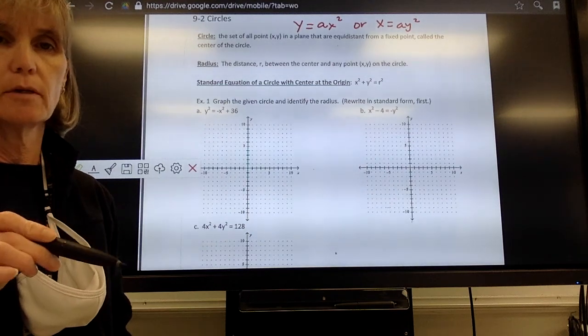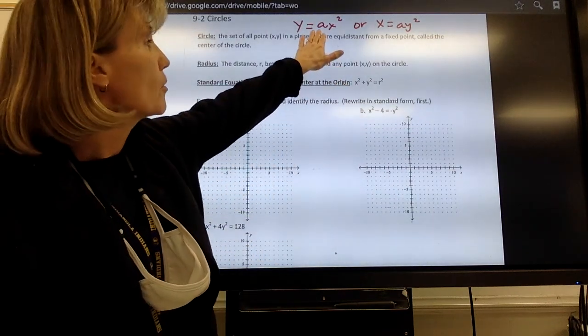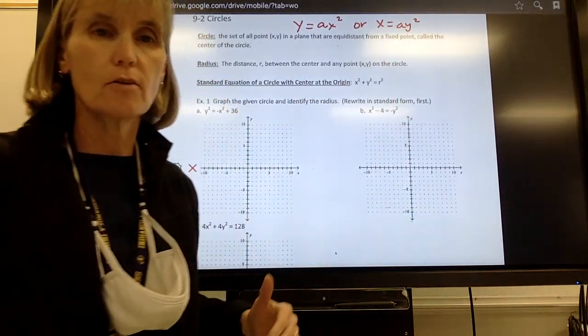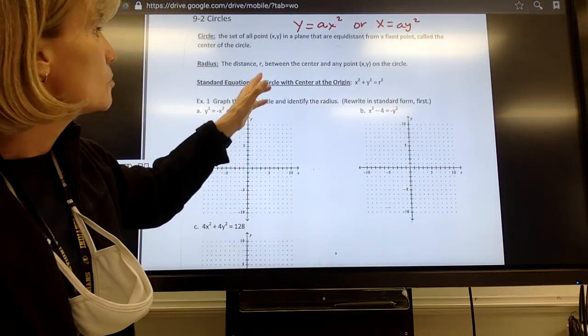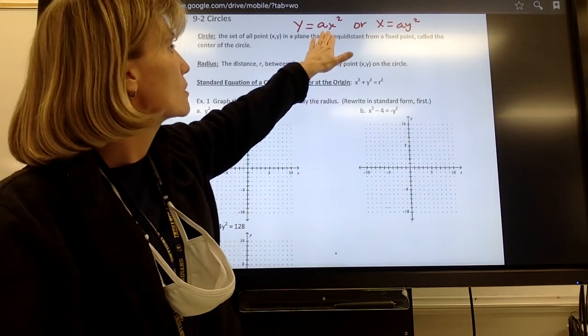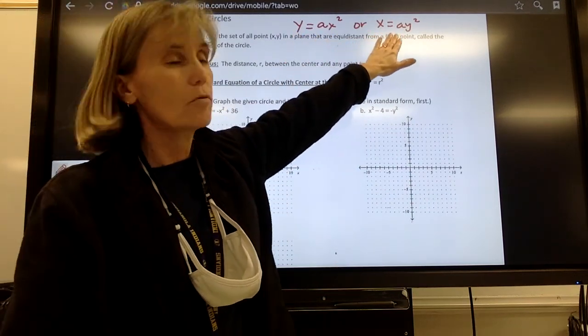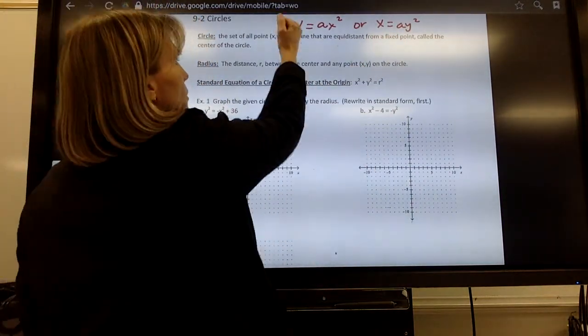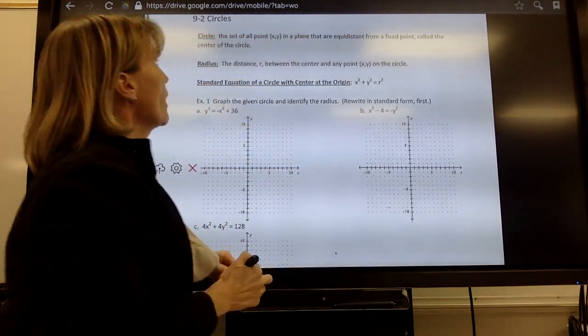Okay, and in both of those equations, they were parabolas. They were U-shaped. They either opened up or down in this case, or they opened to the left or to the right in this case. And the reason that it was in that shape is because only one variable was squared. In the first example, the x is squared, but the y is not. And over here, the y is squared, but the x is not. So that's why it was a parabola. Okay, so now we're going to look at a circle.